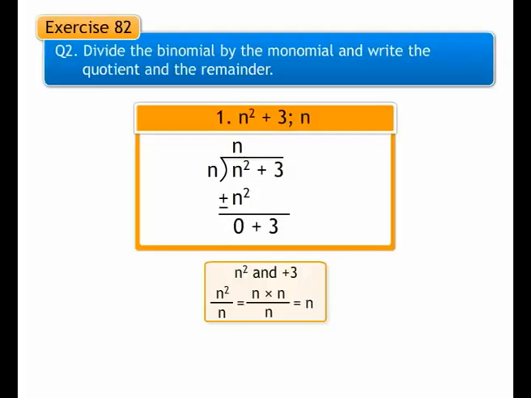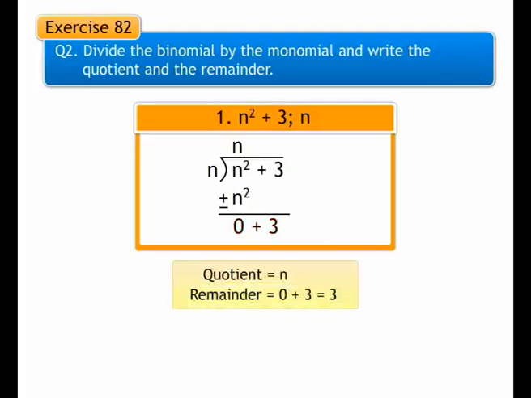Now bring the second part of the dividend, that is plus 3, down for division. Remember, you should always bring the other monomial down for division along with the sign. Never forget to bring it down with the sign, else your solution will be wrong. So bringing the second part of the dividend, that is plus 3, down for division, now our dividend becomes 0 plus 3. As we cannot divide 0 plus 3 by n, our division gets completed at this stage. And hence in this sum, n becomes our quotient and 0 plus 3, that is equal to 3, becomes our remainder.